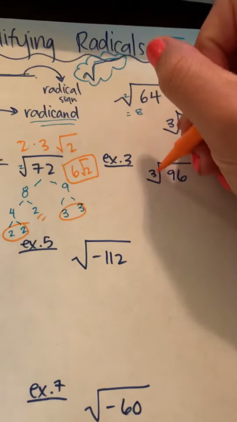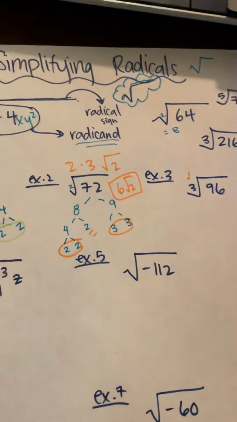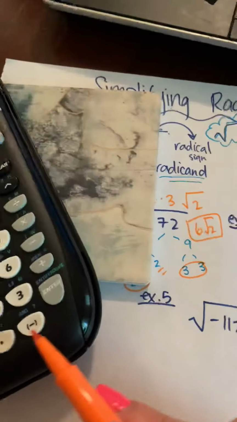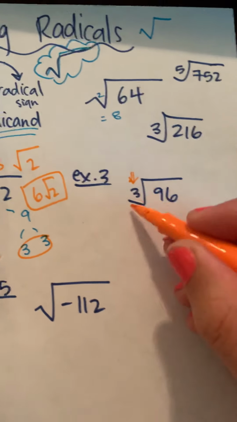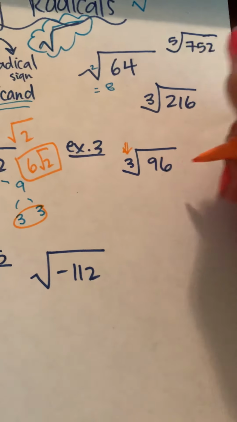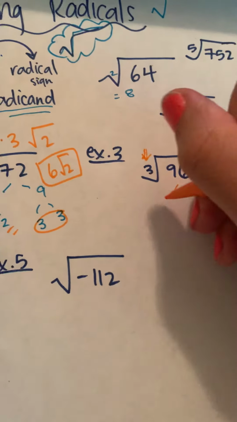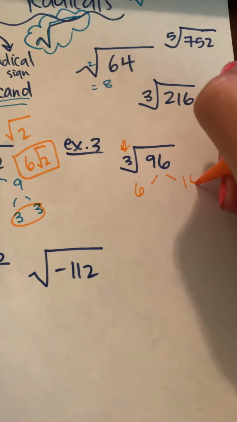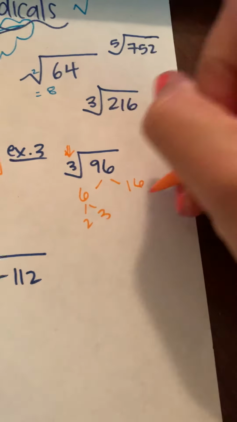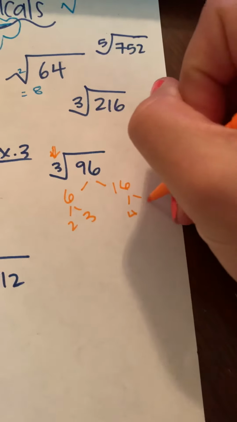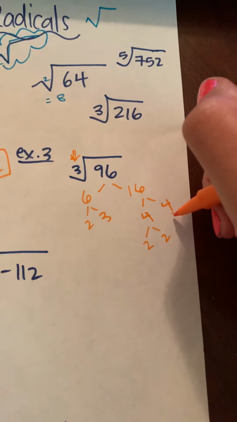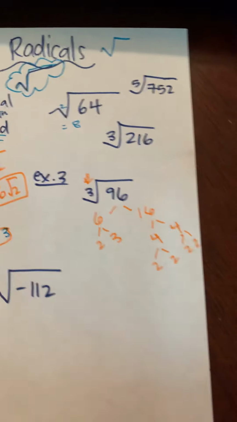Now we're going to do it where the index is a little bit higher, where the index is 3 now. I had to put something on here so it won't move. So now I need 3 of something to be able to pull 1 out. When I'm thinking of 96, I think that 6 times 16 makes 96. And then I can break down 6 to be 2 and 3. 16 will go 4 and 4, and you could also do 8 and 2. And then break these guys down, 2 and 2.